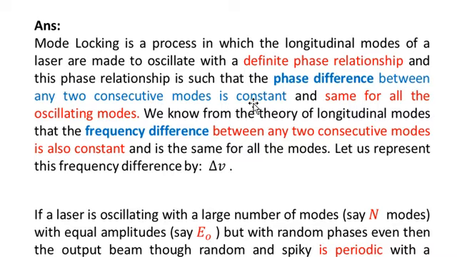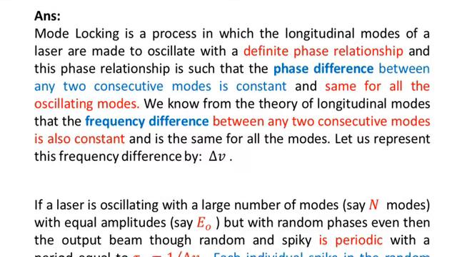So if these longitudinal modes, in addition to being separated by a constant difference in frequency, have a definite phase relationship between them, that is, the phase difference between any two consecutive modes is constant, then we say that the laser is mode locked. We shall go through the details of the meaning of mode locking.